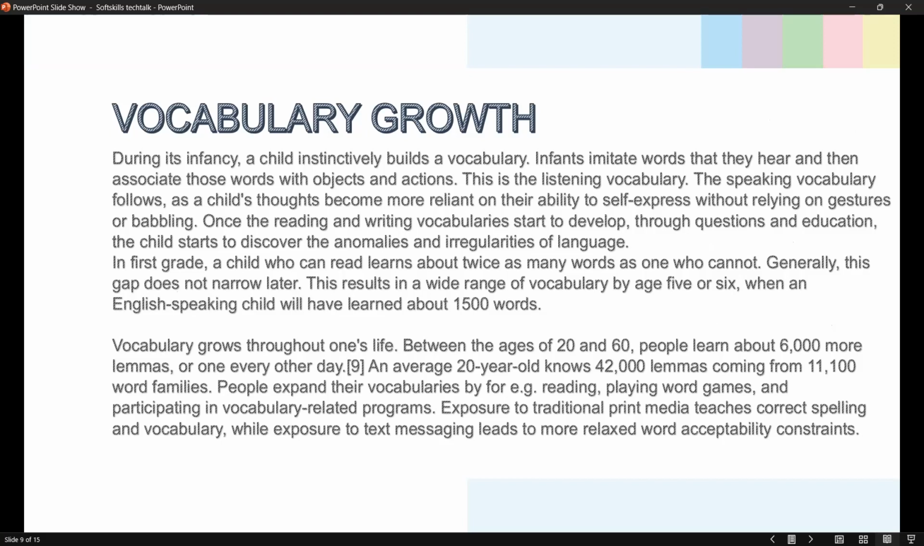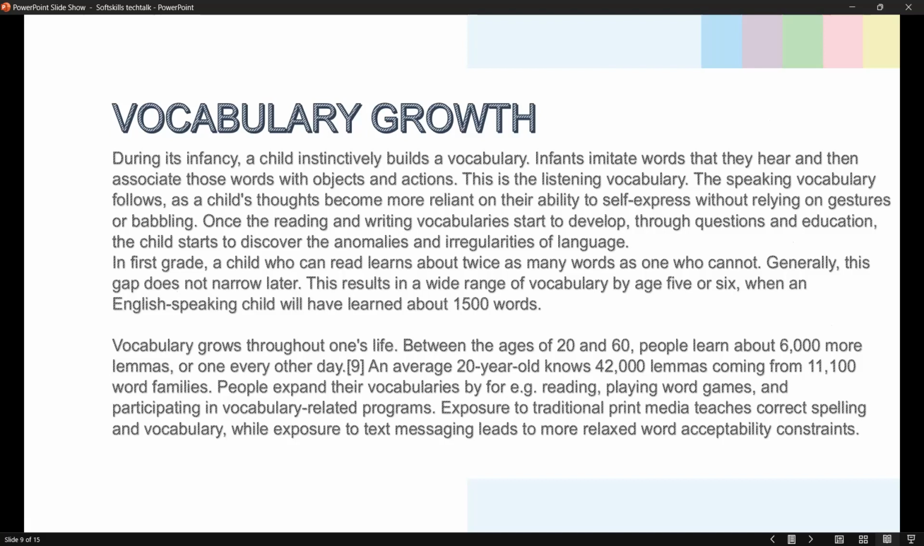Vocabulary growth. During its infancy, a child instinctively builds a vocabulary. Infants imitate words that they hear and then associate those words with other objects and actions. This is listening vocabulary. The speaking vocabulary follows as a child's thoughts become more reliant on their ability to self-express without relying on gestures or babbling.